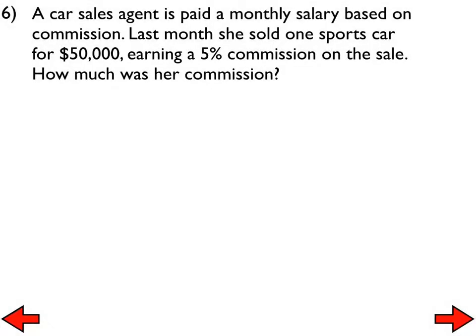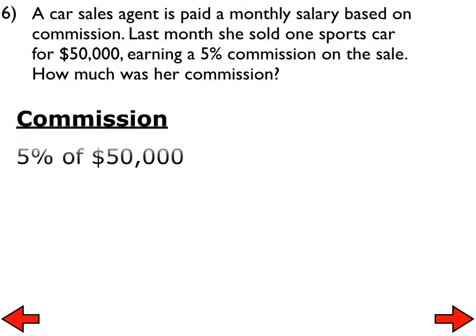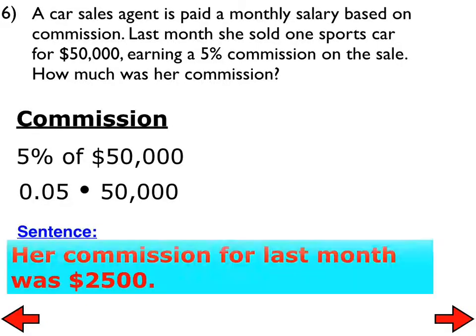Number 6, a car sales agent is paid a monthly salary based on commission. Last month, she sold one sports car for $50,000, earning a 5% commission on the sale. How much was her commission? So you are finding 5% of $50,000. As a math problem, it looks like this. And so that means that her commission last month was $2,500.